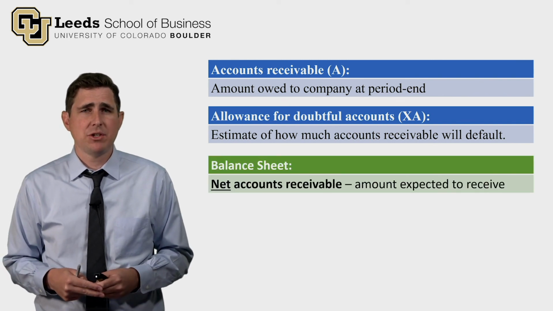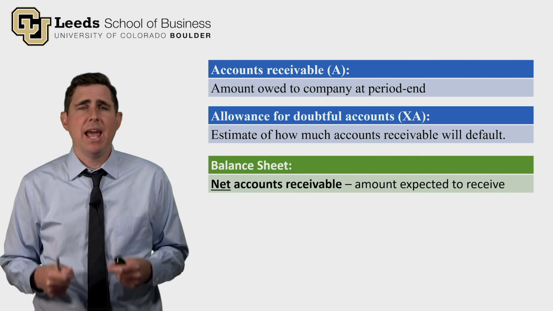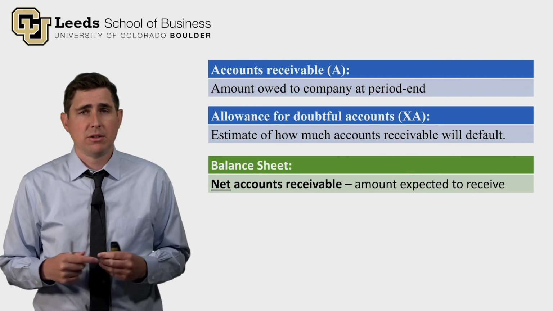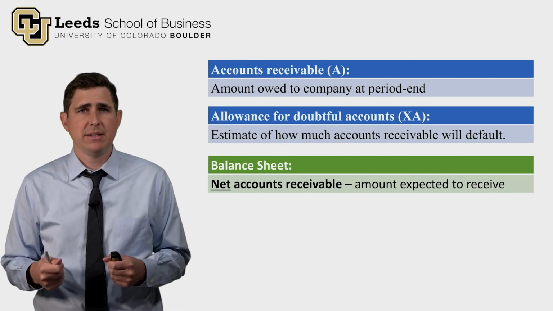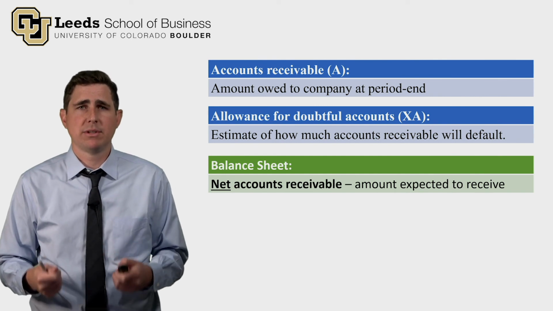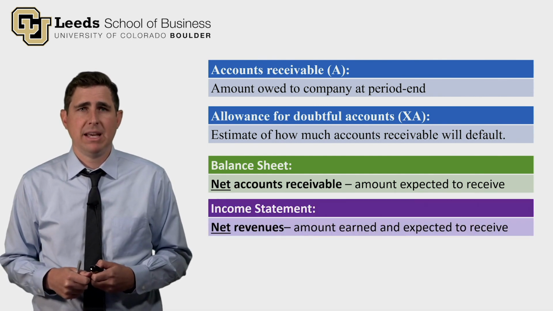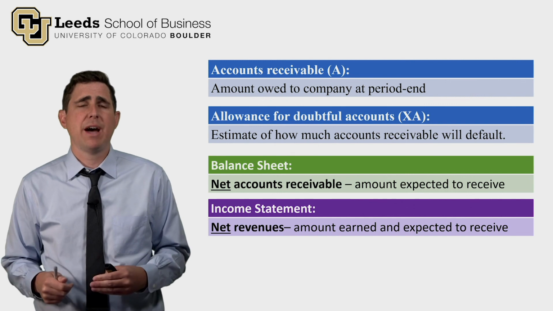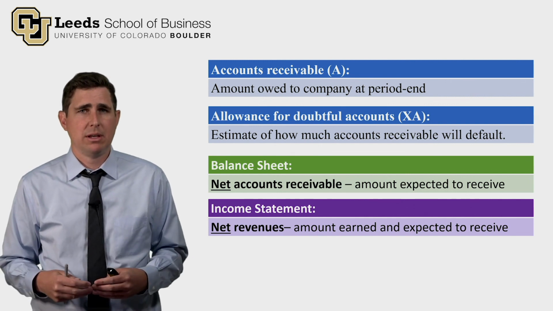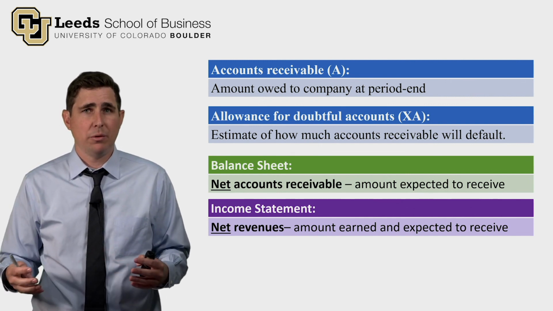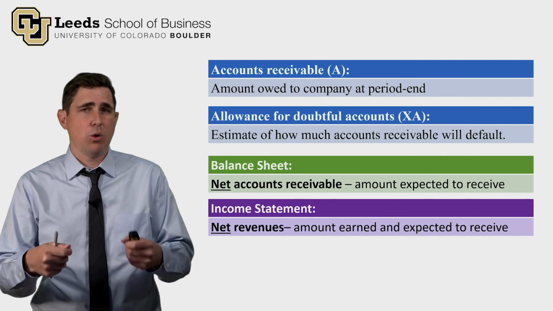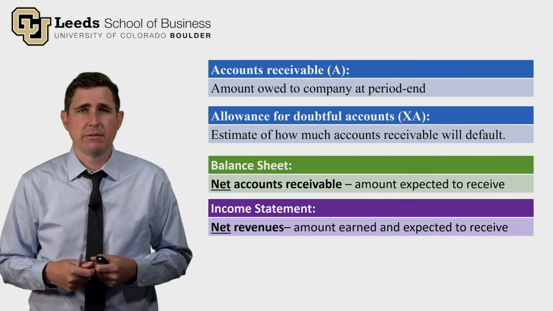On a company's balance sheet, what you'll find is the net accounts receivable balance. So the amount that is an asset is the amount that the company expects to receive in the future. On a company's income statement, what you'll find is the net revenues. Not the total amount they sold, but the amount that they sold and they expect to receive from customers.